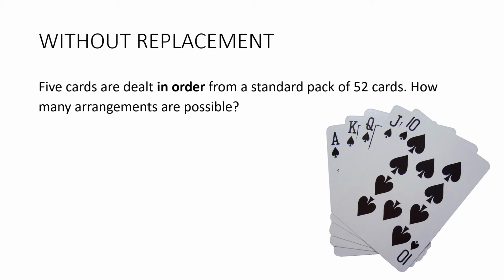Well, if you think about it, there are 52 different possibilities for the first card, and when we've chosen the first card, there are only 51 cards left. And then for the third card would be 50, fourth card would be 49, and then the 5th card would be 48. And so the number of different arrangements are 311,875,200.